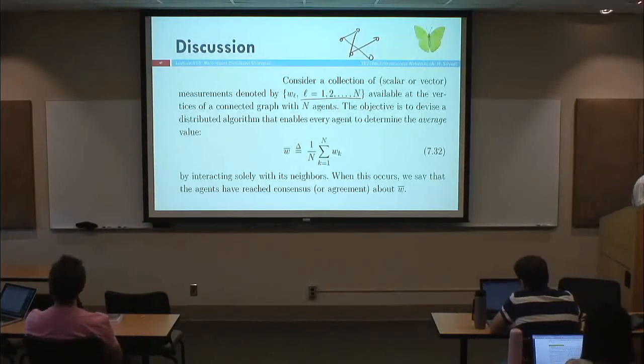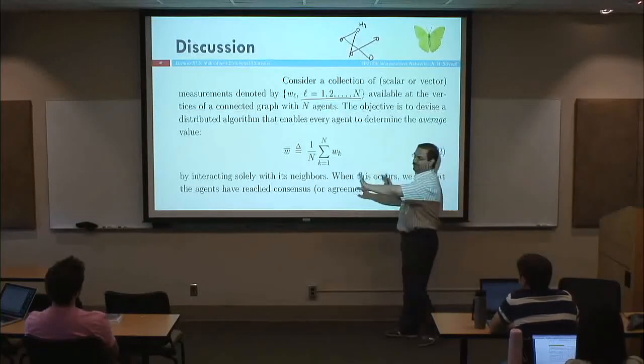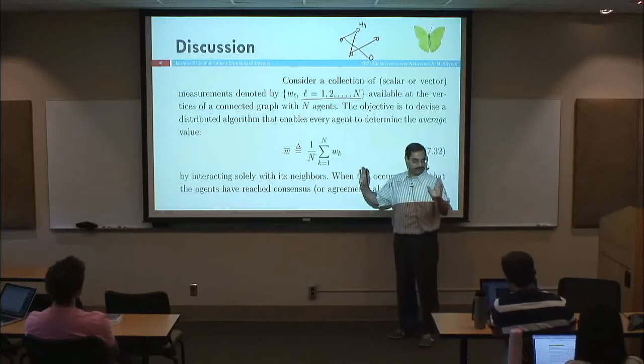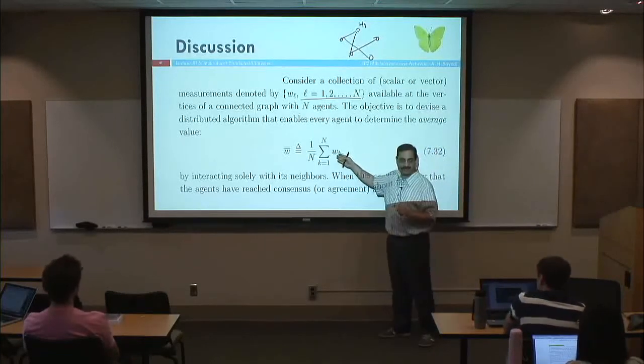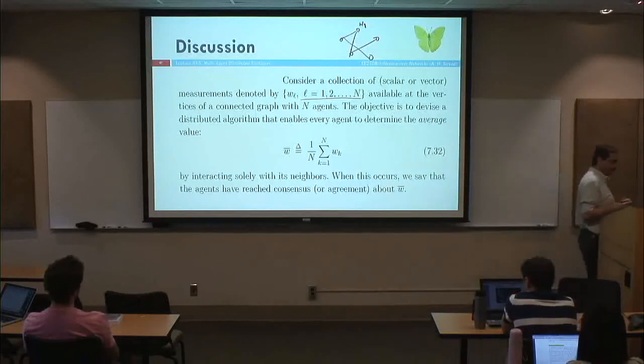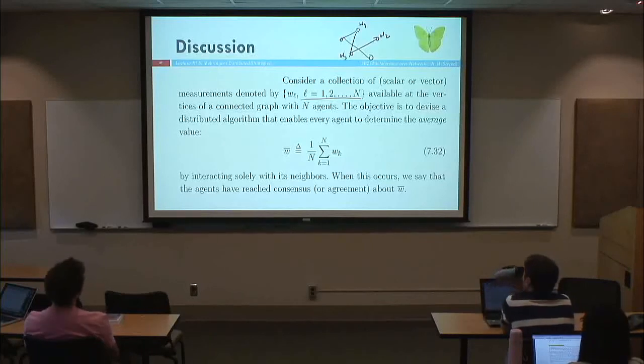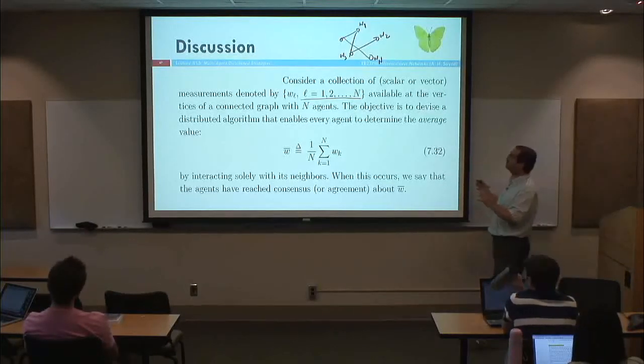And let's assume that each agent has some measurement. Let's call it W1 through Wn. Decouple what I'm talking about here from what I talked about before; I could have called this something else. So let's assume that these agents have some measurements, say temperature measurements or channel measurements.